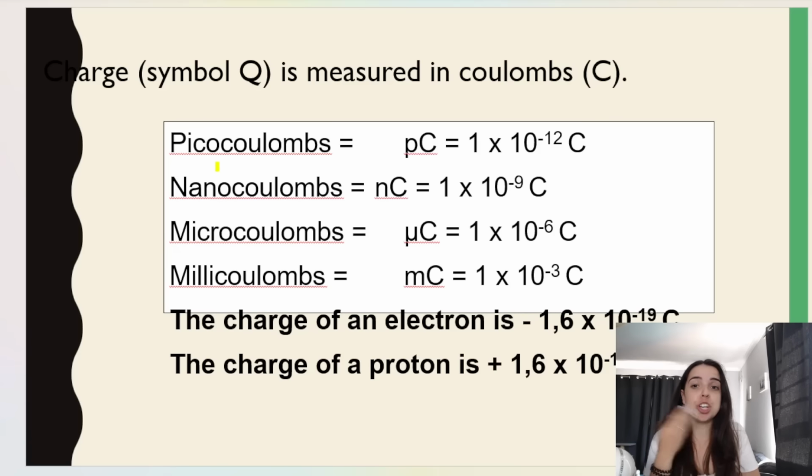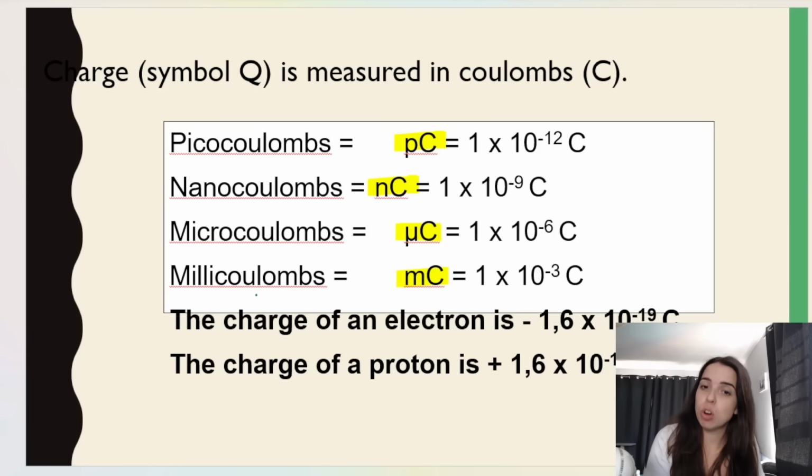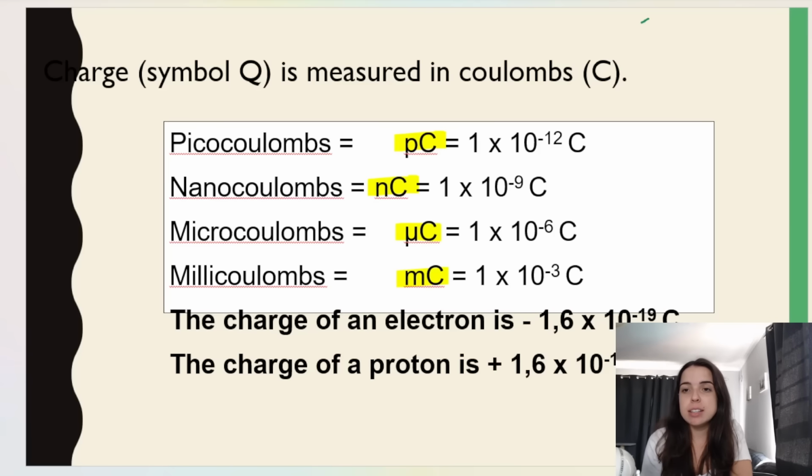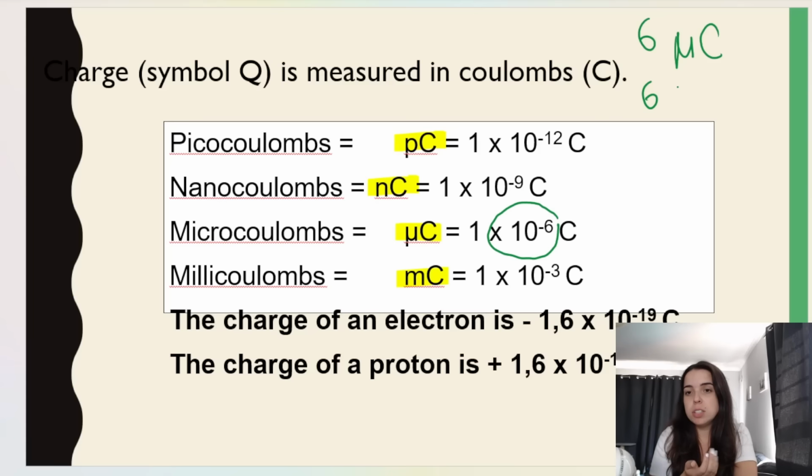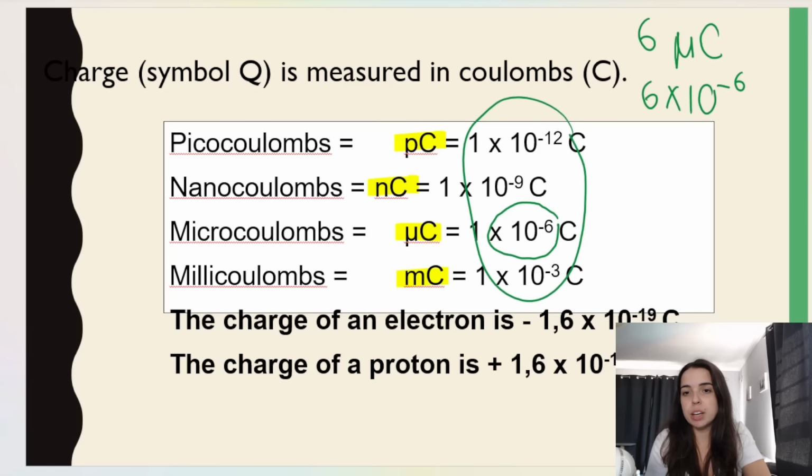So charge is measured in coulombs. Sometimes they might give it to you in picocoulombs, nanocoulombs, microcoulombs, or millicoulombs. If that's the case, you need to convert. So for example, if they say 6 microcoulombs, you need to know micro, I need to convert to coulombs by multiplying by 10 to the negative 6. So 6 times 10 to the negative 6. So you convert by multiplying it with whatever it says over here. Okay, cool. That is awesome.